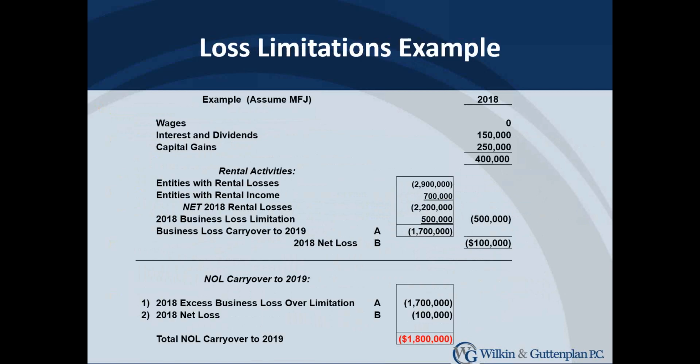They're going to have an NOL carryover to tax year 2019, and it's going to be comprised of 2 items. Number 1, it's going to be the excess business losses that we couldn't deduct in the current year of $1.7 million, plus the $100,000 loss that the taxpayer still shows even after use of $500,000. So we now have a $1,800,000 carryover into 2019. Let's forward this couple to the following year.